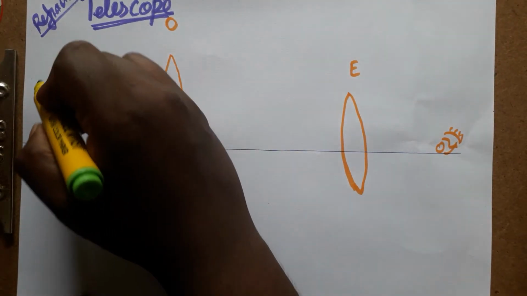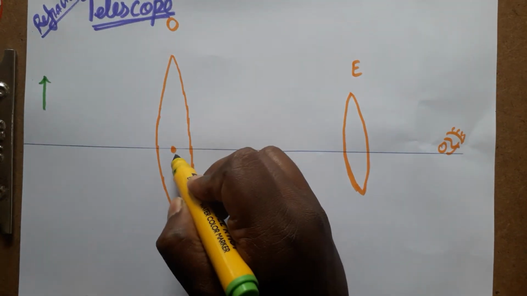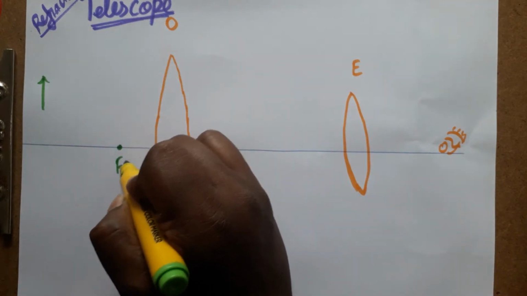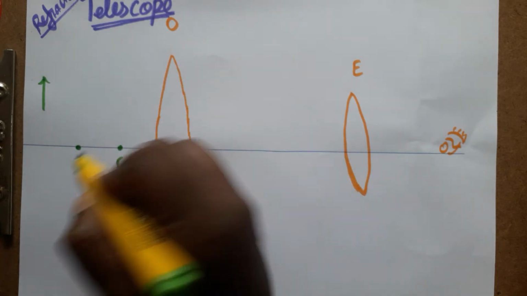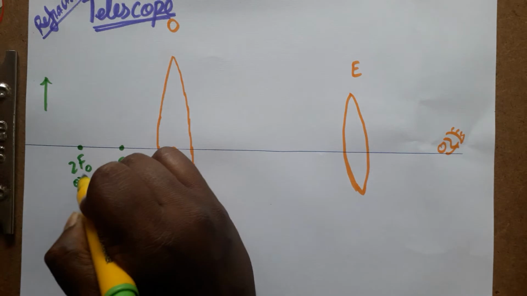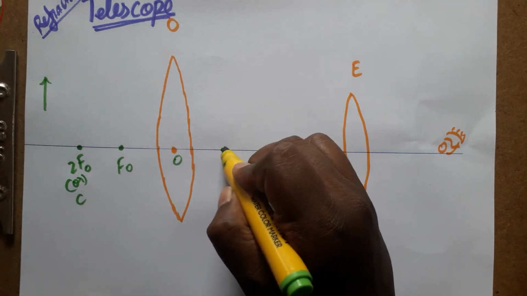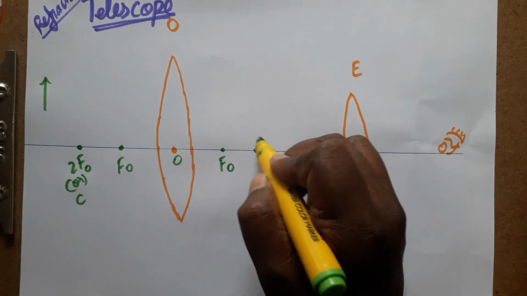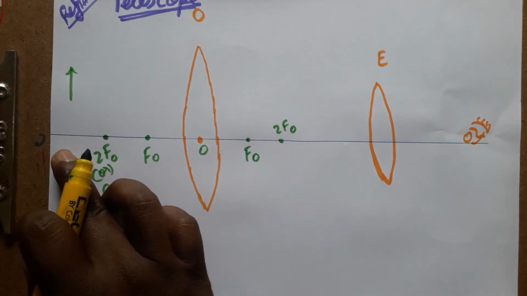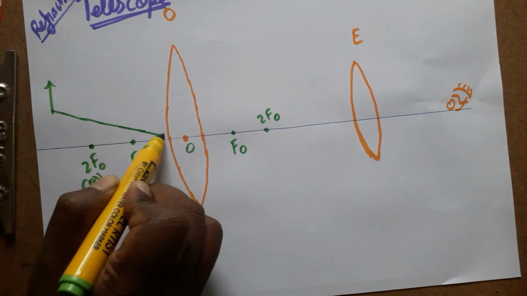Consider I placed the object at infinity, a very long distance. Here is the optical center and the objective lens, this is the focal length of the objective lens, and this is 2 times the focal length, which we can call the center of curvature. It is 2FO, or we can take it as C, the center of curvature for the objective lens. The same thing I have taken here, the focal length of the objective lens and 2FO. Imagine the object is placed behind C, or at infinity. The parallel ray, and the ray which passes through the center, goes straight.